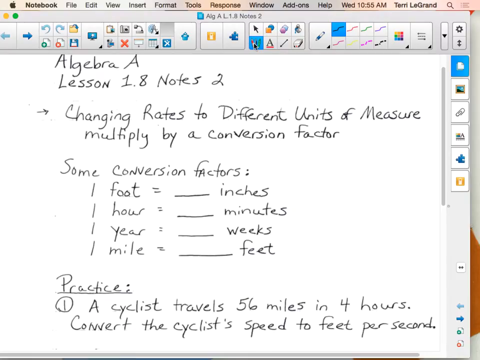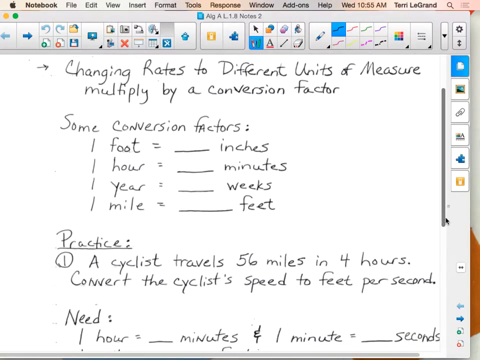Our learning objective today is: I can use conversion factors to convert from one unit to another. Sometimes, instead of giving it in miles per hour, they might want us to give it in meters per second or feet per second. They want us to change the unit and get it as a unit rate, but measured differently.